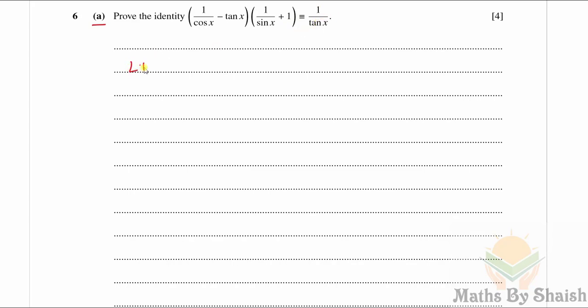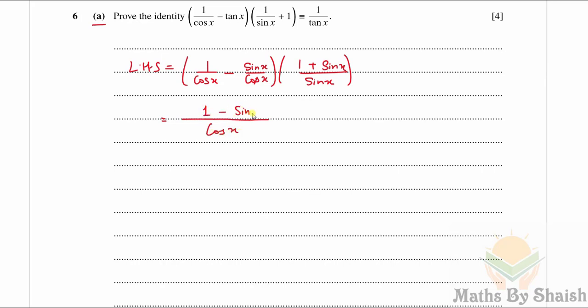So we'll start in this type of question from one side, let's say the left hand side in this case. It can be written as (1/cos x − sin x/cos x), because in AS level we have only two identities. One is tan x equals sin x upon cos x, and another is sin²x + cos²x equals 1. And this one we can write as (1 + sin x)/sin x.